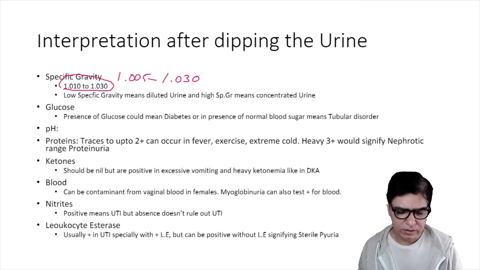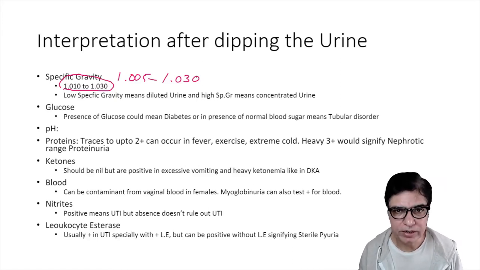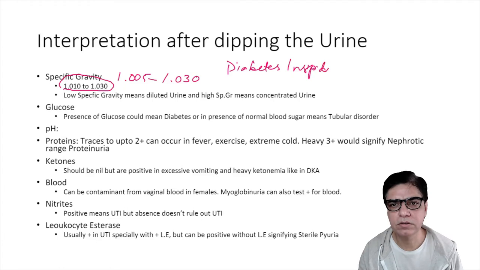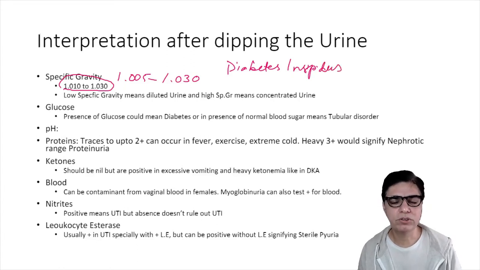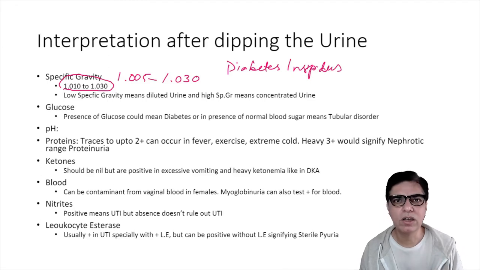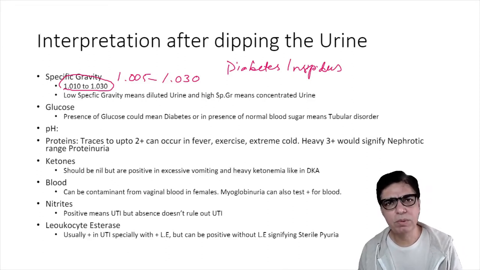But other than that, there are certain pathological conditions in which you would be getting low specific gravity. For example, in diabetes insipidus. So diabetes insipidus, which could be nephrogenic or cranial, or there's another form which we call psychogenic polydipsia, where a child, just because of a psychological condition, is just drinking water. So in that condition, the child would be passing diluted urine.